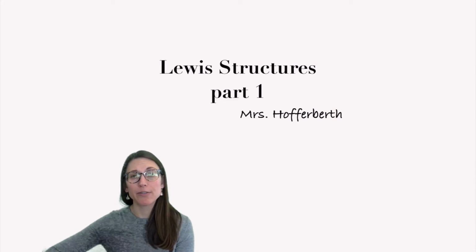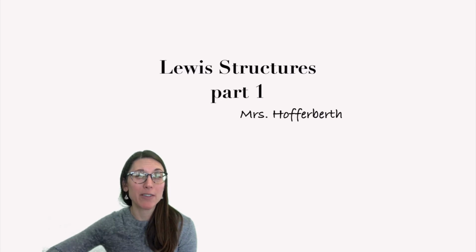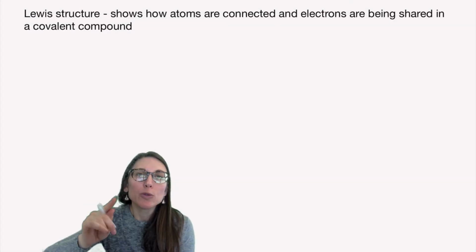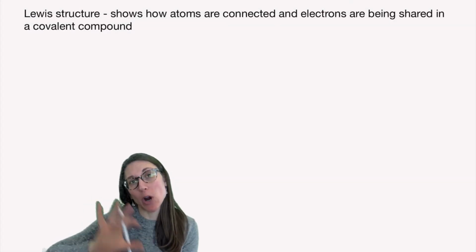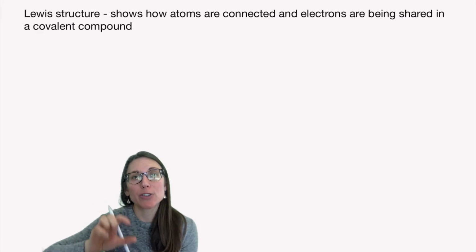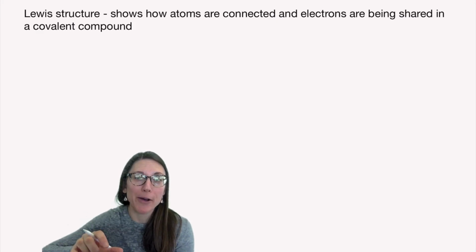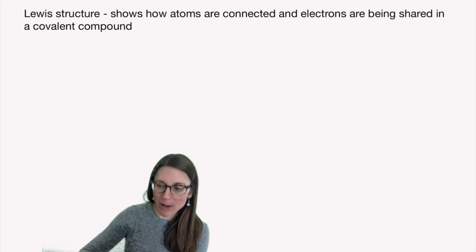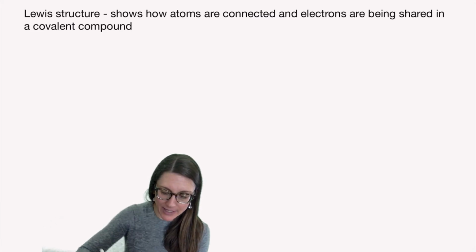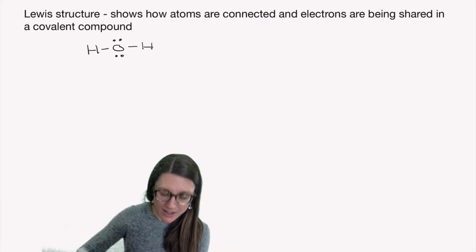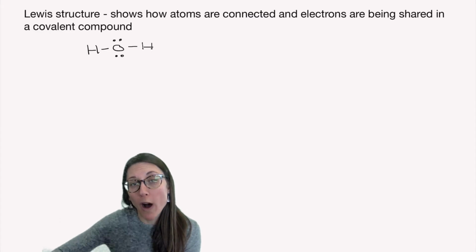Hey folks, this is the first of two videos about how we represent covalent compounds and the bonding within those, where we're talking about Lewis structures. A Lewis structure shows us how atoms are connected and how the electrons are being shared within a covalent compound. They're the pictures that you've probably seen that look kind of like, well, this. This is the Lewis structure for water.